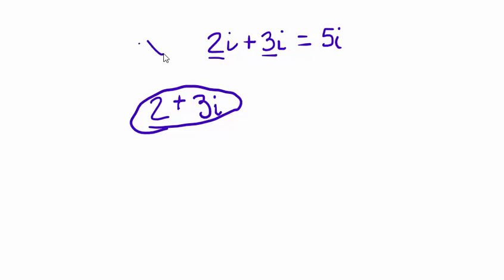So if I had 3i minus i, and remember, just an i would be the same thing as like a 1i. So 3 minus 1 is 2. So this will just be 2i. So 3i minus 1i is 2i.